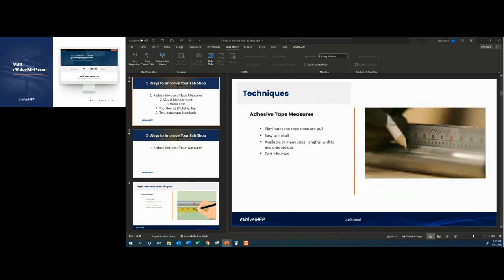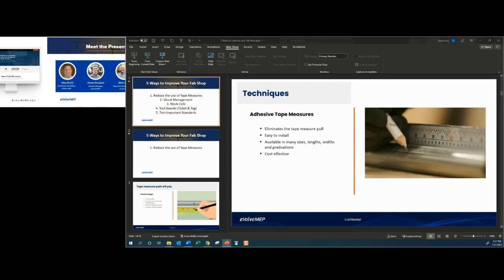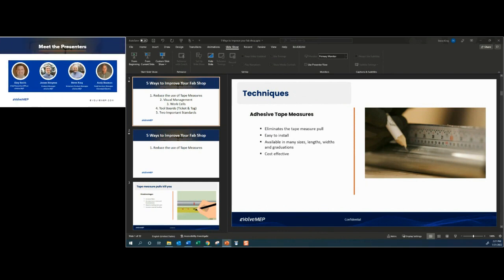I wanted to put together a few techniques that we use. Some of you are probably doing this. The adhesive tape measures can be affixed to your jigs or tables and eliminate that tape measure pull. Here you see a piece of conduit being marked to a dimension. They're cheap. They're available in any lengths, widths, graduations, however you want that scale to look. I think in the shop you can find ways to affix these to your tables.